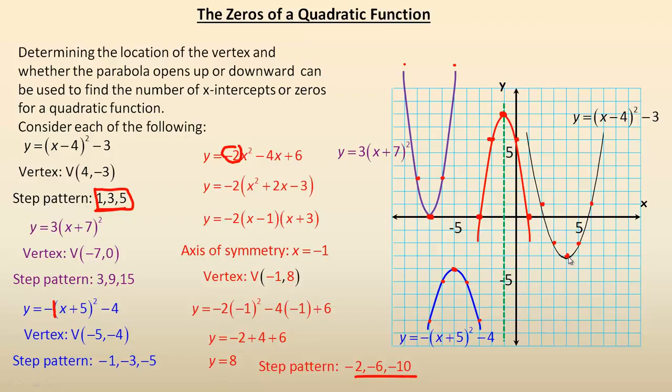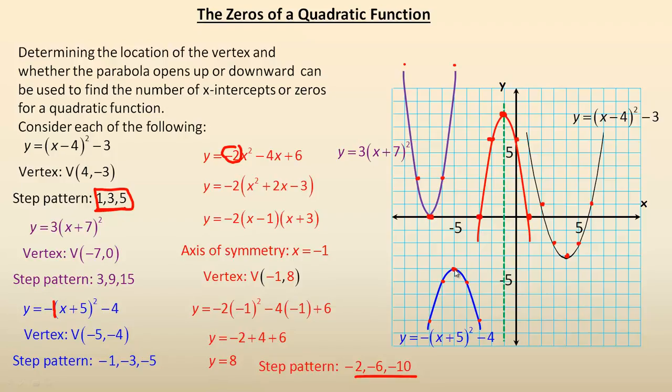So I talked about this one first. If the vertex is below the x-axis and opens up, well, it has to go through the x-axis twice, 2 places. This one has the vertex above the x-axis and opens down, so again it has to go through the x-axis at 2 places. So those both have 2 roots or 2 zeros or 2 x-intercepts. This one only has 1 because it actually just touches the x-axis, it doesn't cross it. So whenever you have a vertex on the x-axis, you have what's called a double root. The 2 roots are the same, and so there's really only 1 root.